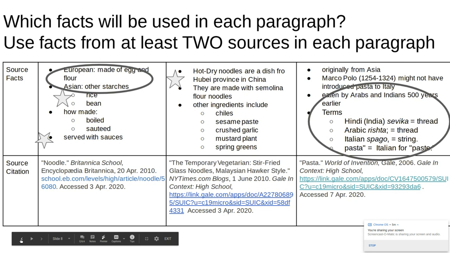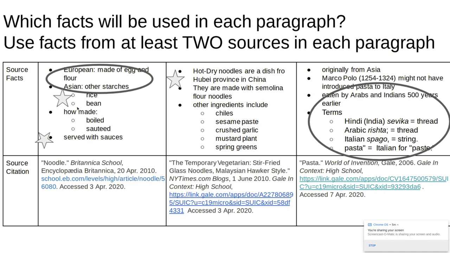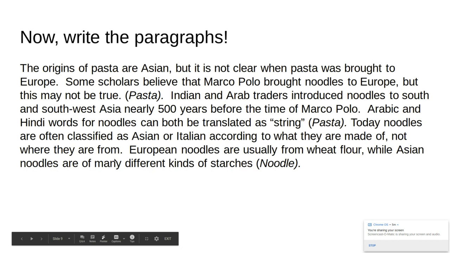Now, for the second paragraph, ingredients and uses, my topic sentence is, noodles are made of a variety of ingredients and used in many different recipes. And I forgot the period there. I put a star beside the facts I'm going to use in that paragraph. Notice I use this first source in both first and second paragraph. That's okay. I'm going to use this information, this information, this information. So now write the paragraphs.